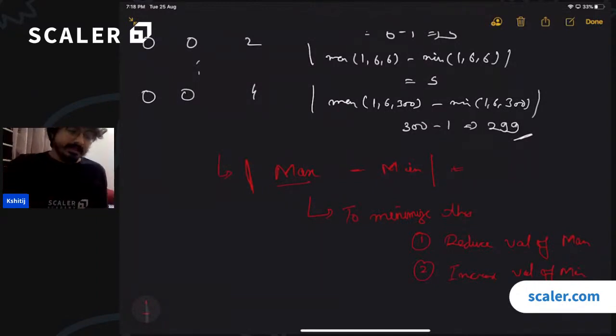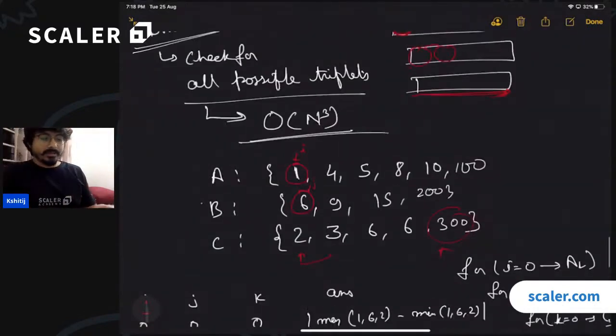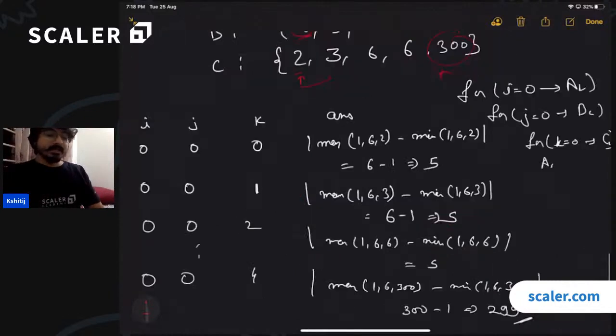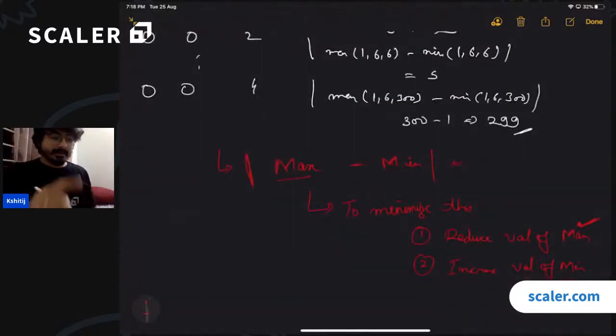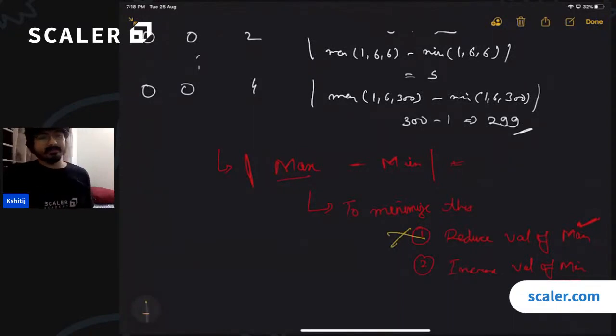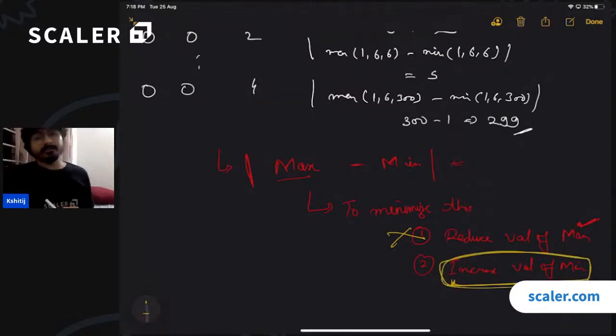Can we ever reduce the value of max? All the arrays are sorted in increasing order. We are already at the minimum of all the arrays. If you are incrementing the pointer, can the value of max ever be reduced? No. So this is not an option in this case. What is the only option that we have? The only option that we have is to increase the value of minimum.